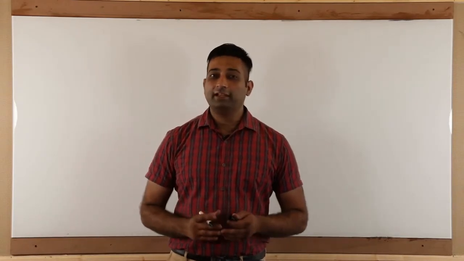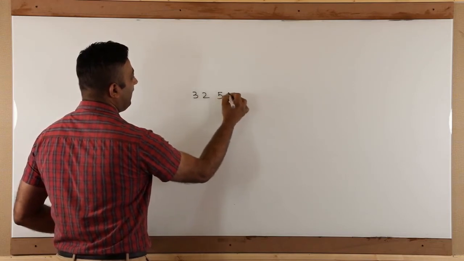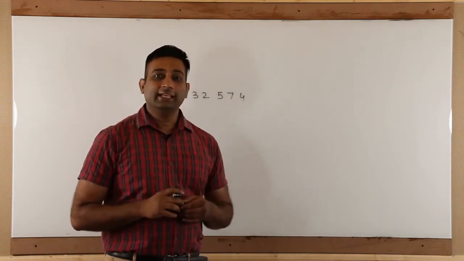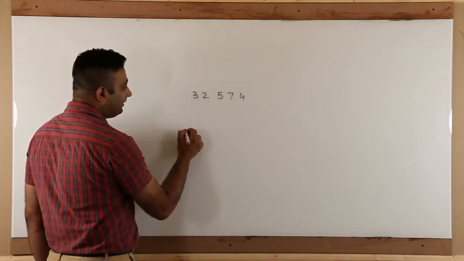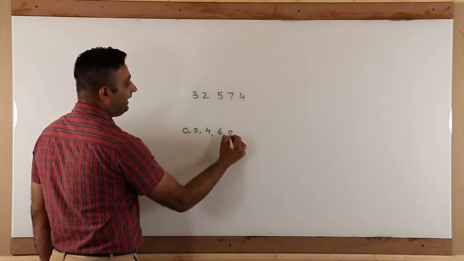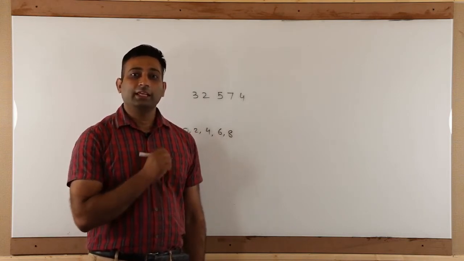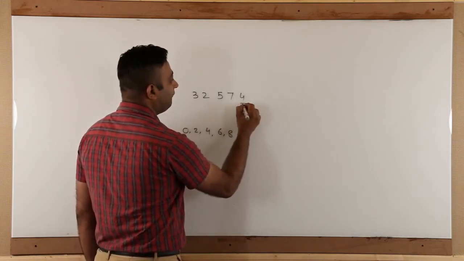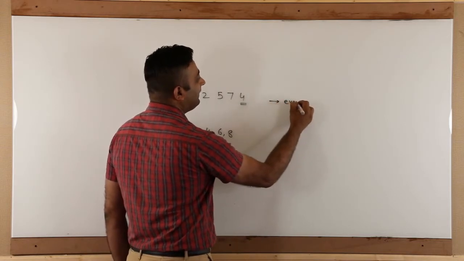Dear students, if we are having a larger number, that is 32574, then by looking at this number, we can say that the number is even or odd. So note that if the number has 0, 2, 4, 6 or 8 at its units place, then that number is an even number, otherwise it is an odd number. So we can see that in this number 4 is at its unit place. That means this number is an even number.